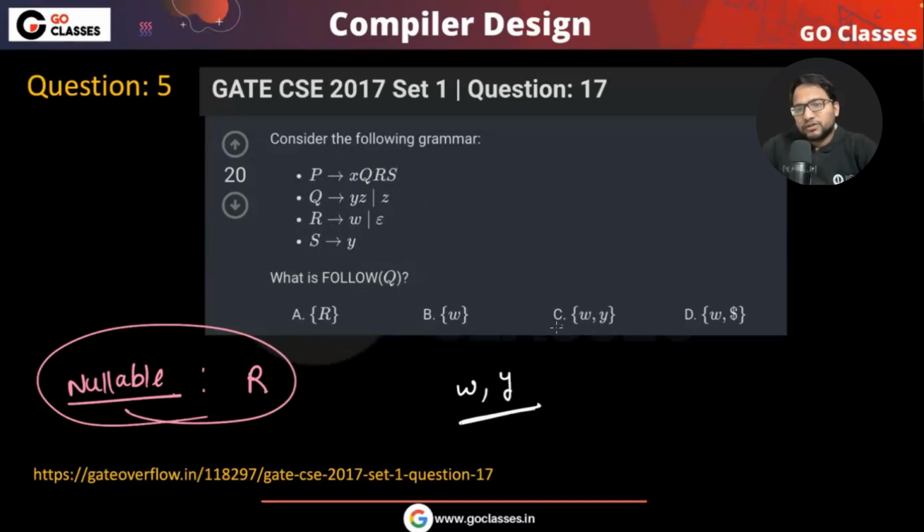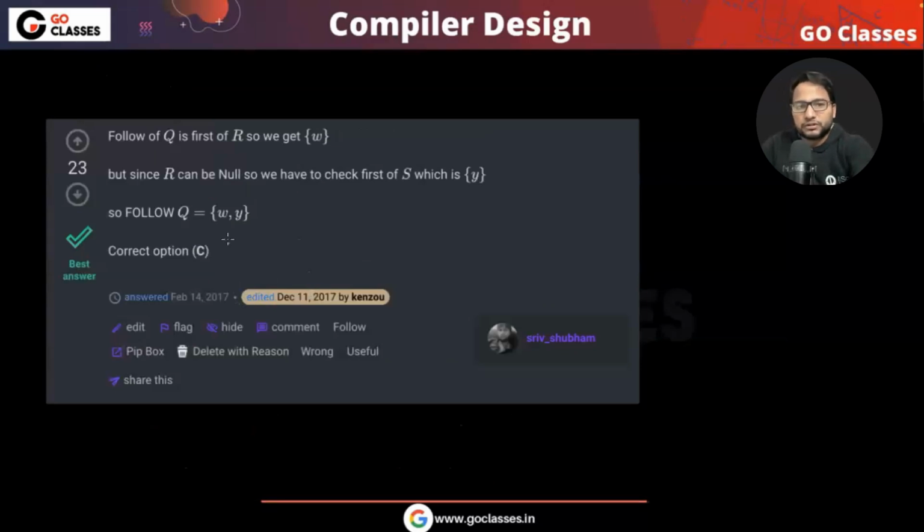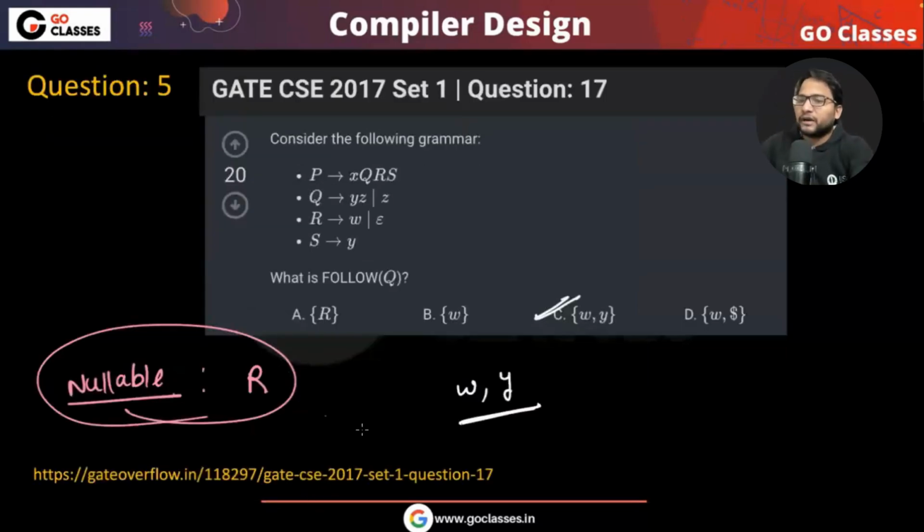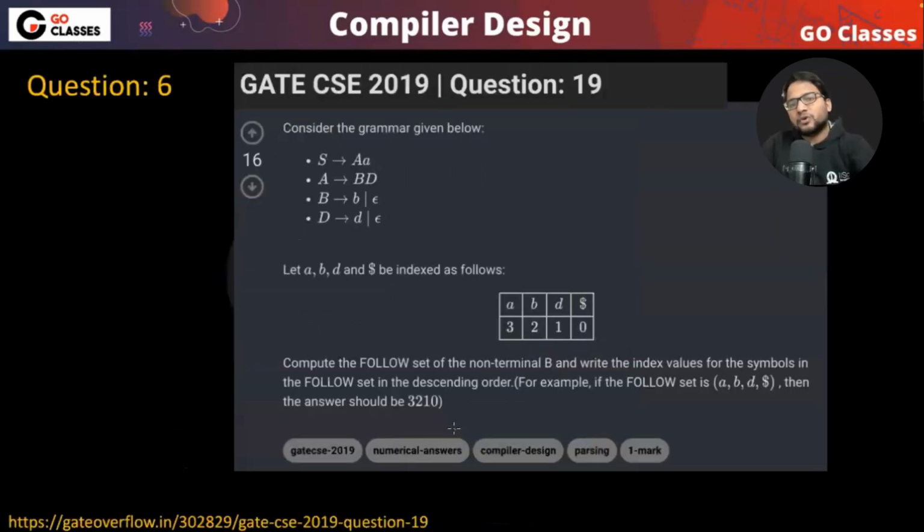W and Y. So C, right? C is the answer. Easy question, but you first find out the nullable and then you can solve this question. So C is the answer. In all the questions of first and follow, it is better to first find out the nullable symbols. Then these kinds of questions become very easy. Let's just solve more questions.